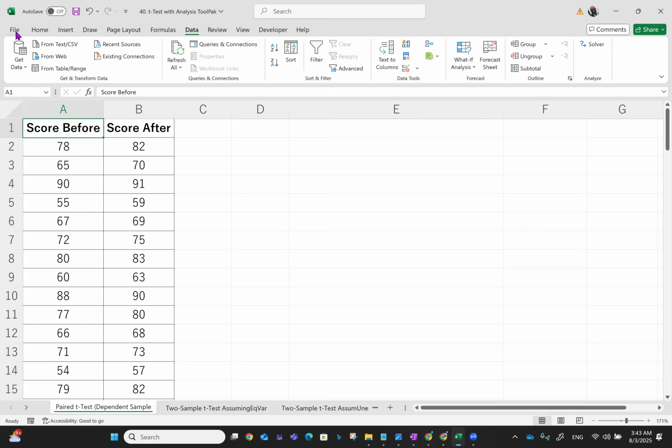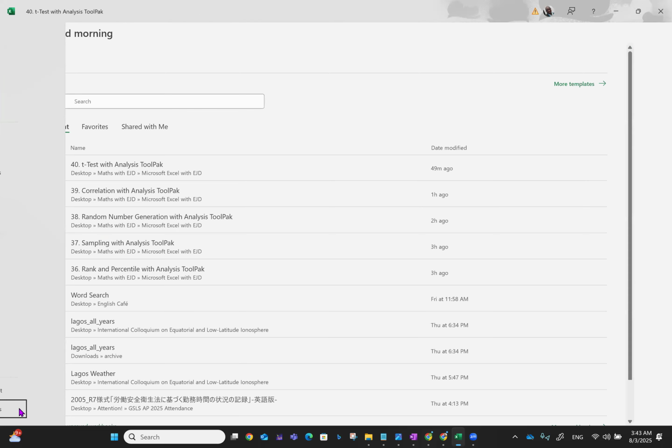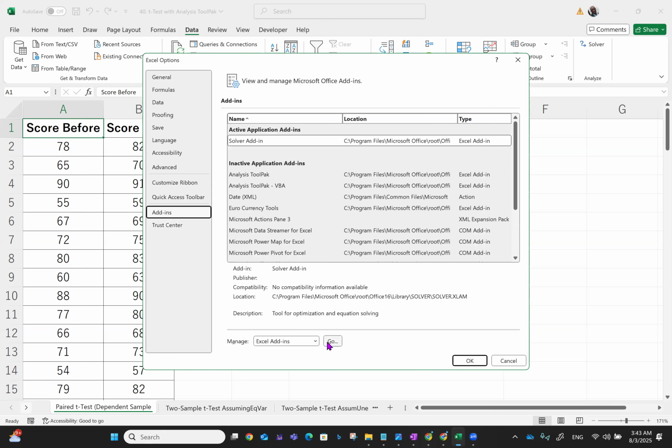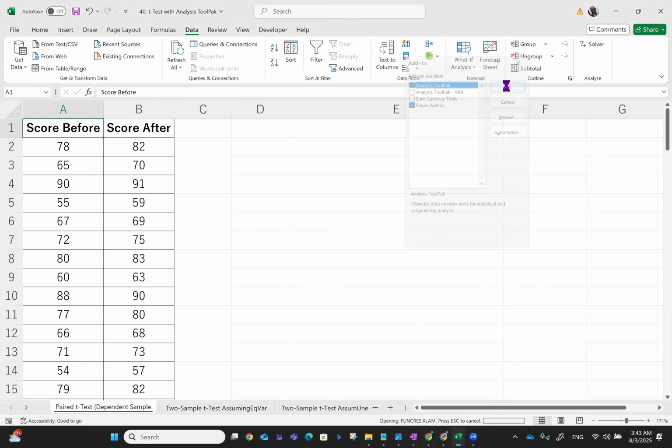So how do you get it back? Go to File again, come to Options, click on Add-ins, then come to Manage, click on Go, check the Analysis ToolPak and click OK. So now you have it back. Then you can go ahead and do your t-test. Don't forget, the first one is the paired t-test for dependent samples.